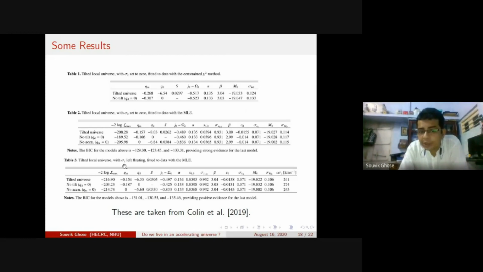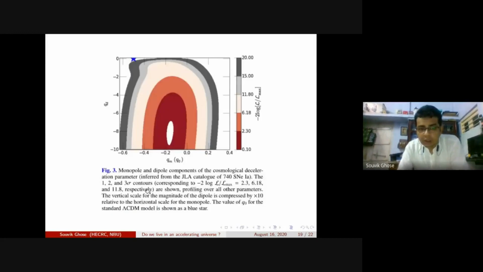These are the sigma z where they have left sigma z floating instead of hand putting the sigma z at 150 megaparsec, etc. What was done previously in the JLA catalog, they have kept the sigma z floating and fitted the model. Here again, a considerably good fit has been obtained for the presence of the dipole term. And this is the graphical representation of the dipole and monopole in different confidence contours.